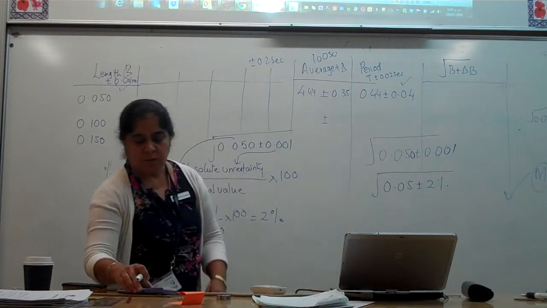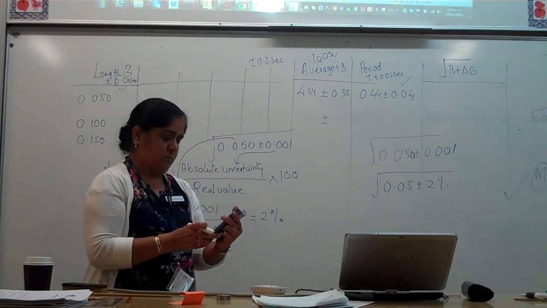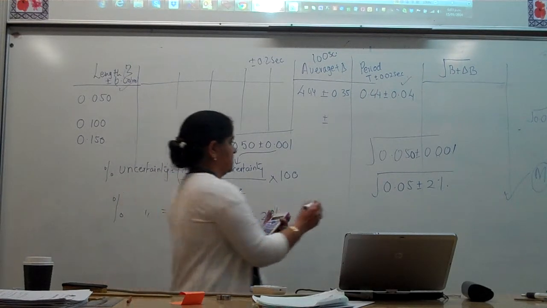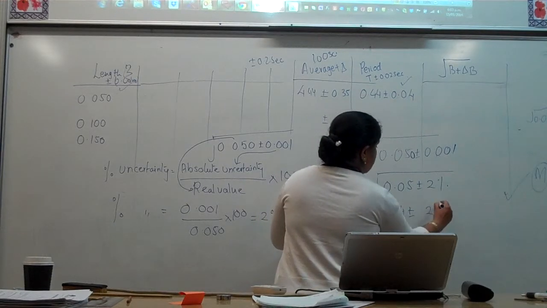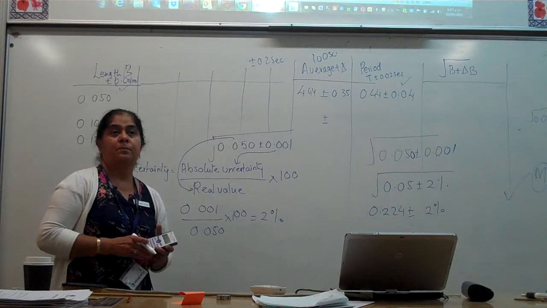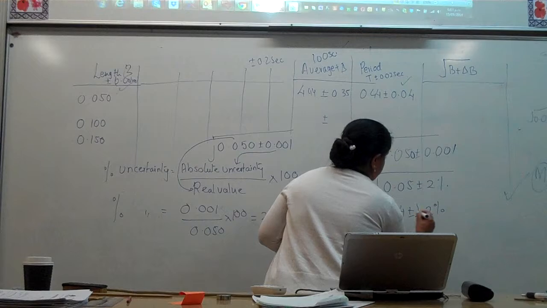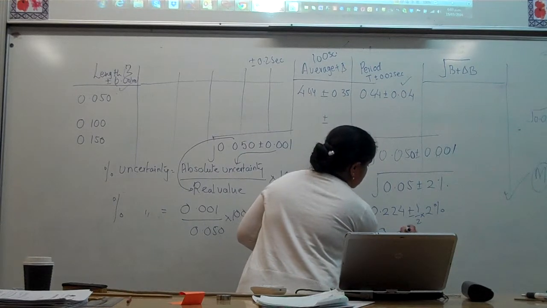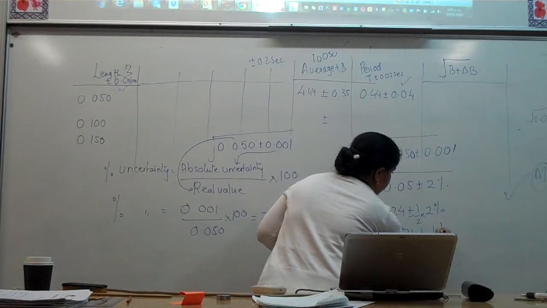And now work out the square root of 0.05, which is 0.236, or just round it to this number, plus and minus 2%. And what do we do with 2% when it is square root? What is the rule? Half. So times that by half. So the answer becomes 0.24 plus and minus 1%.